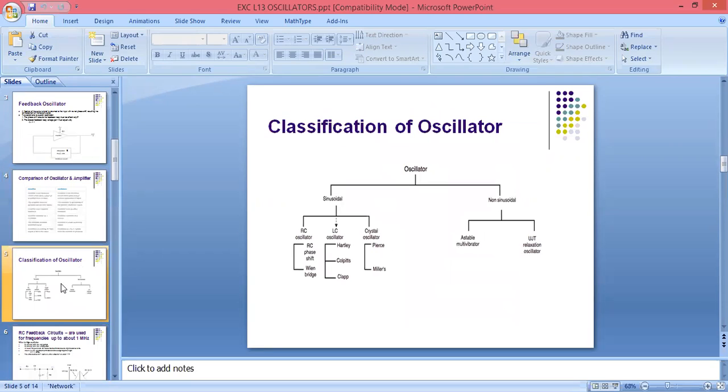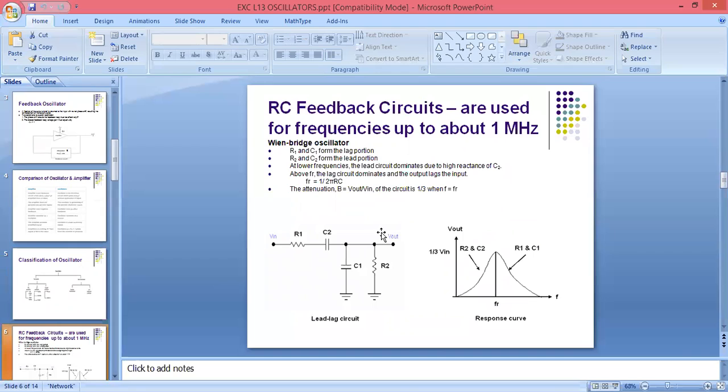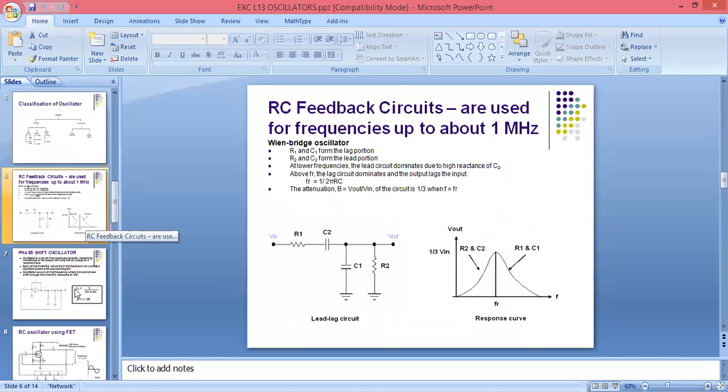Then we have seen the classification of oscillator. In our syllabus, we have to see sinusoidal, in which two oscillators: RC phase shift oscillator and the RC Wien bridge oscillator. We can see in RC phase shift oscillator, we are using RC network, lead and lag network. If we are using first resistor, then capacitor, we will get value of output voltage decreasing. So we can say that network as a lag. And if we are using first capacitor, then resistor, we are calling that as the lead network. And if we are using both at a time, we can say it is the lead lag network.